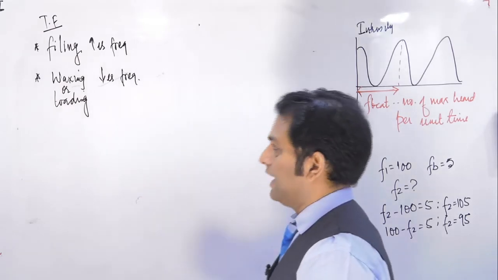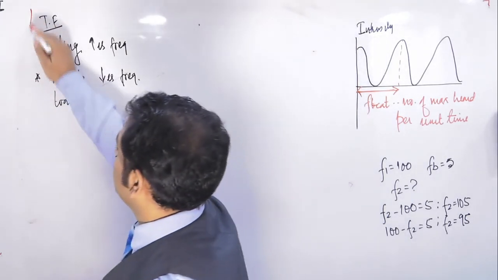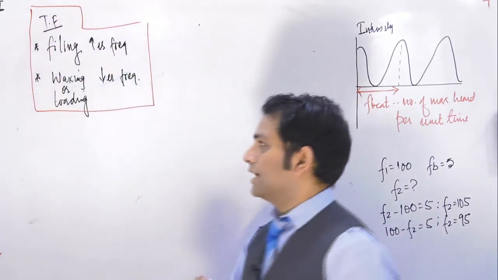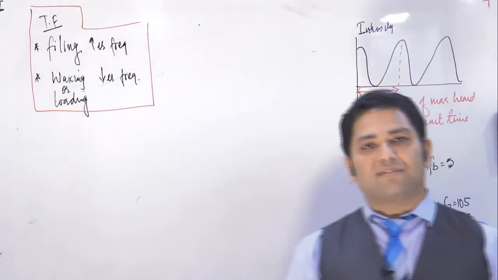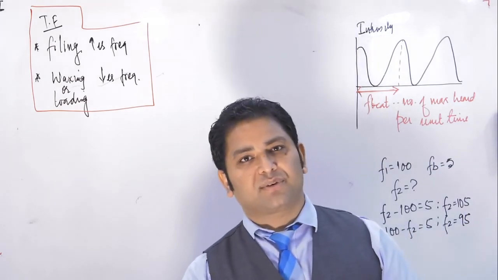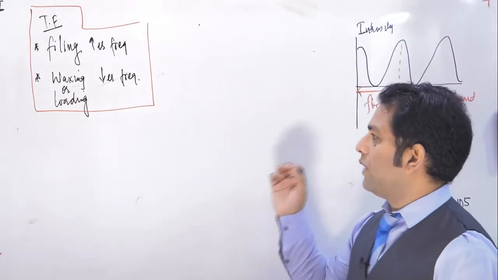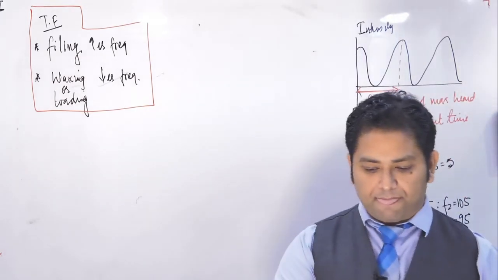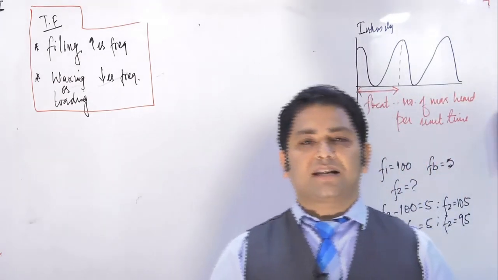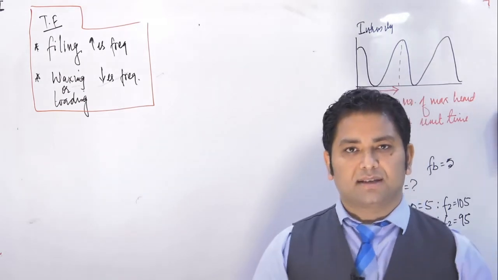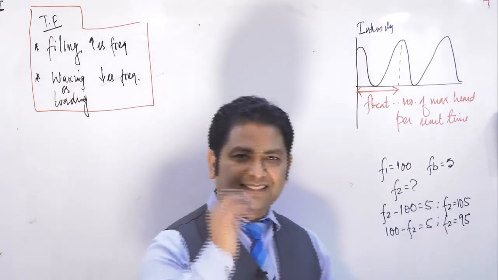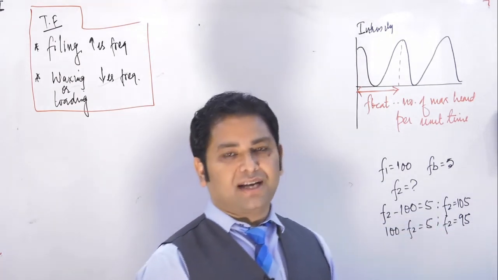It's a very important fact that when it comes to a tuning fork, these are the parameters you need to be ultra careful with. What influence does filing have on its frequency? What influence does waxing have on its frequency? So now let's see a question related to this. Like in the previous question, you could not figure out exactly whether it is 105 or 95.